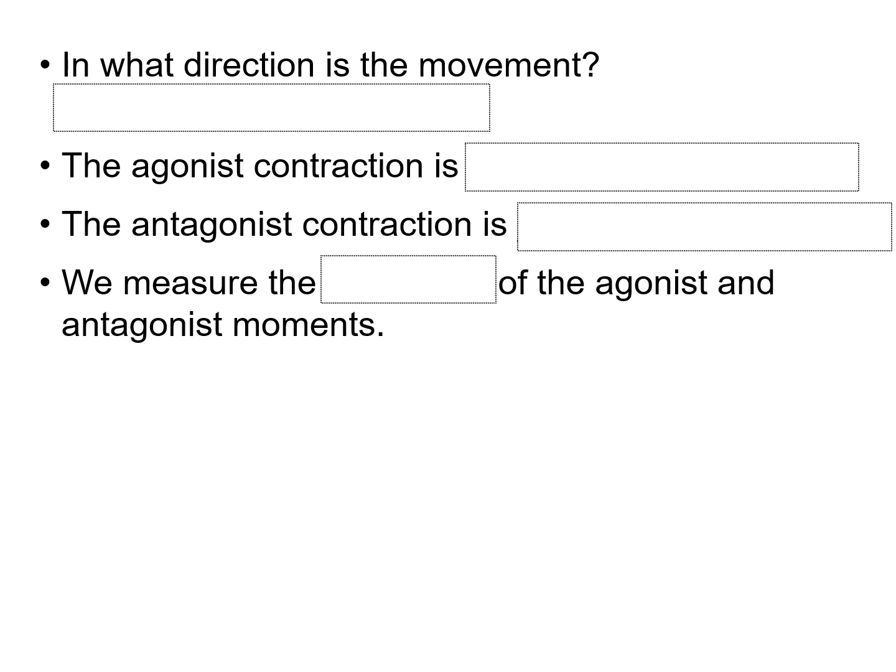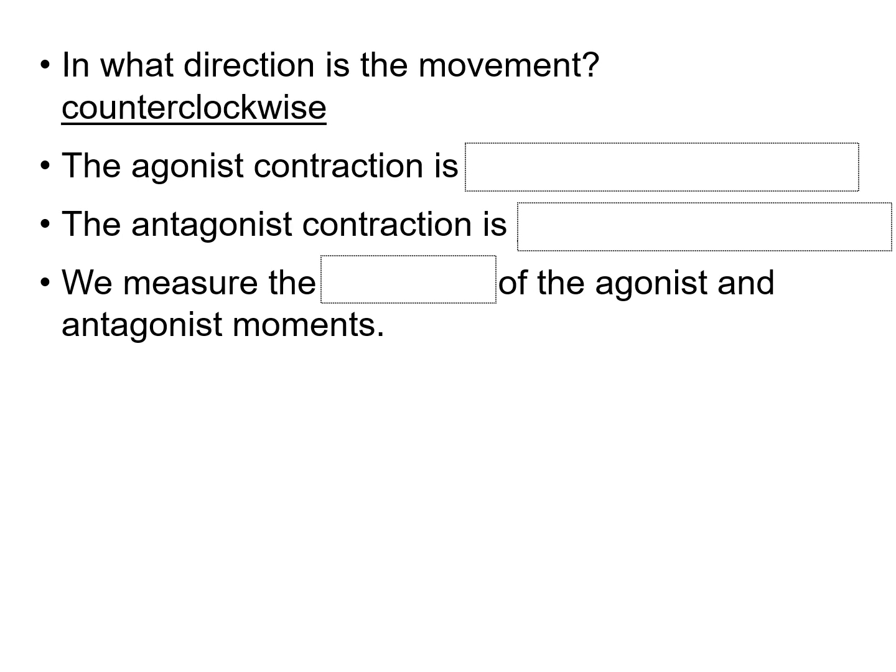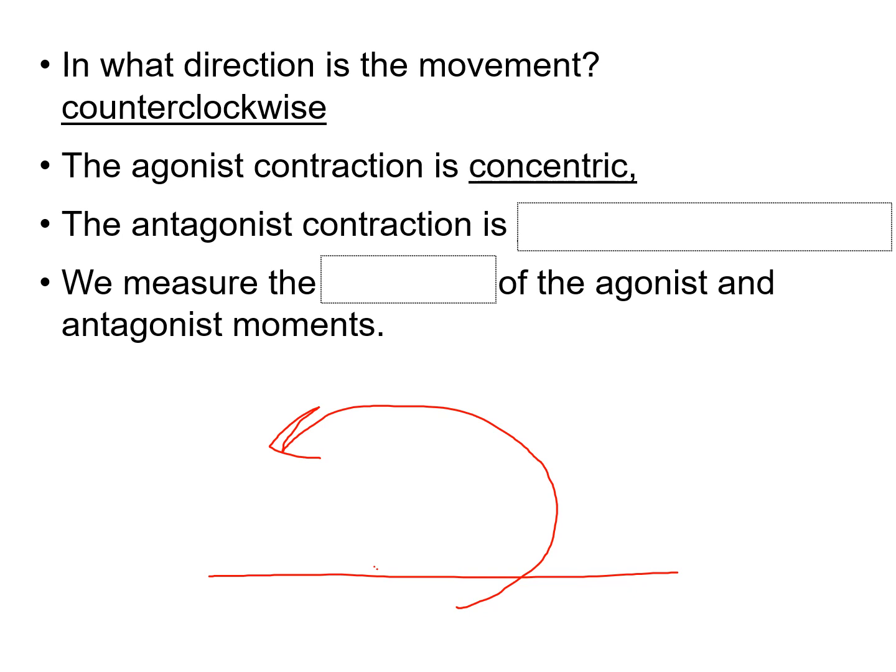So in what direction is the movement? It's counterclockwise. When we're looking at the sit-up, the person is moving like this, okay? It's counterclockwise, it's positive motion. So during this counterclockwise motion, the agonists contract concentrically, the antagonists contract eccentrically.